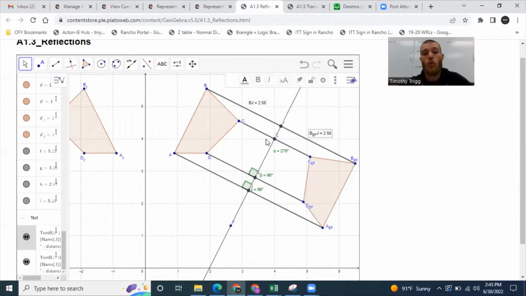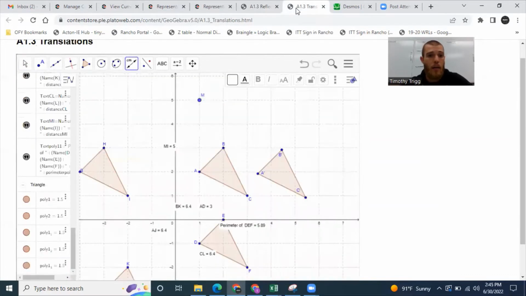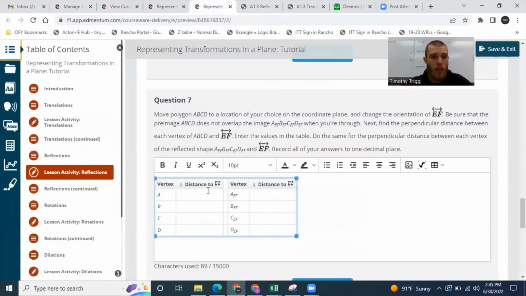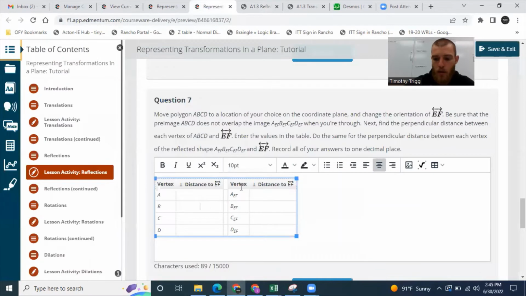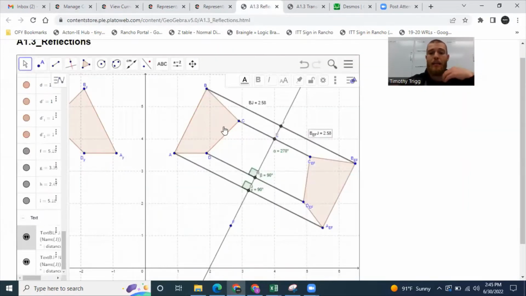So what I want you to do is record those distances. So for mine, I would go on point B to line EF. What was it? 2.58. Okay, 2.58. And as well as over here, 2.58, right? So basically what they want you to see is that the perpendicular distance, essentially the distance from the image to the line of reflection, is the same as the pre-image to the line of reflection, okay?